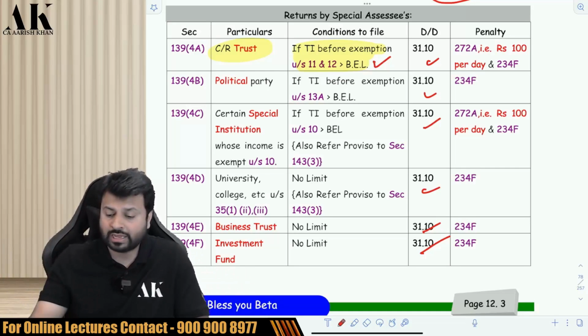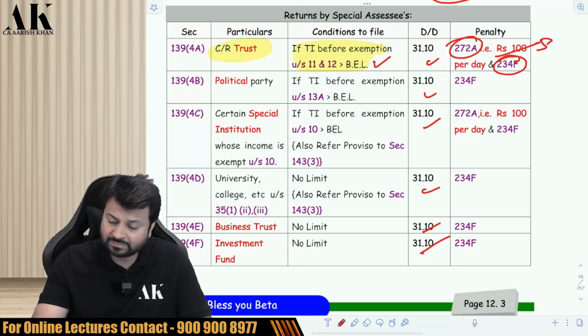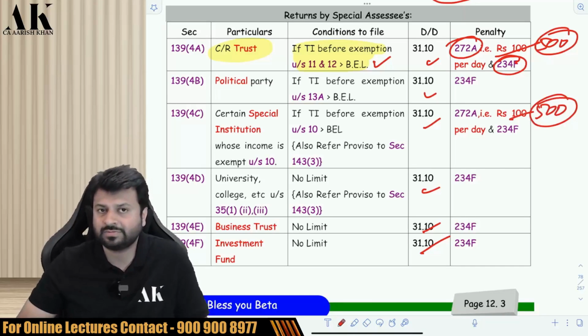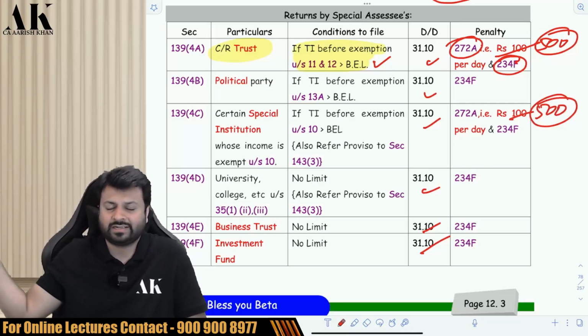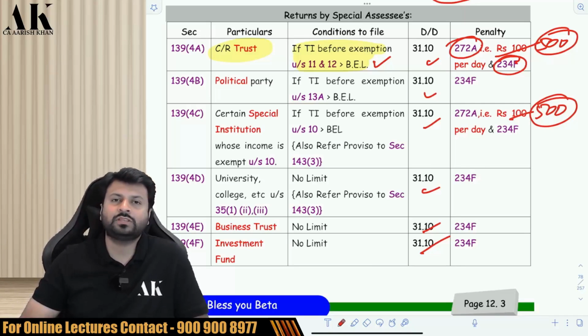Along with that, they are also liable for fee under 234F if they don't file the return, and with that they are also liable for a penalty under 272A. Please change this. This has become now 500 from Finance Act 2022. I'm sorry for that. This has become 500, which is mentioned in the later chapter, but still you change here also. So they will be liable for a penalty also of rupees 500 per day for late filing of return, along with the 5,000 rupees fee or 1,000 rupees fee.